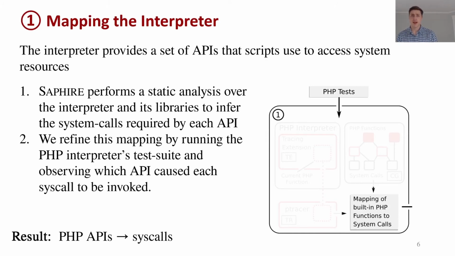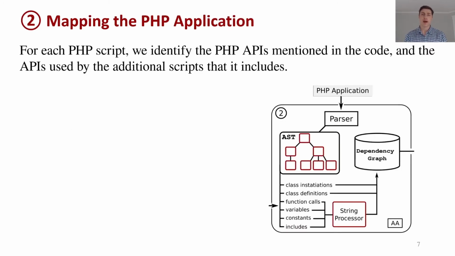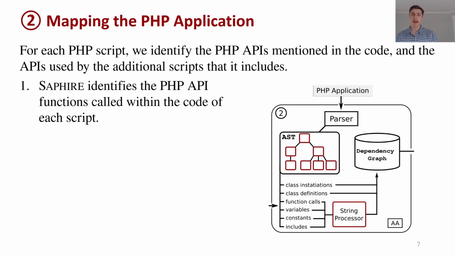In the second stage, we are dealing with the actual PHP applications, and specifically, we are interested in associating each script with the set of PHP APIs that it might call into. To do this, Saphire relies on a static analysis of the PHP code. As with stage 1, the full details are included in the paper, but essentially, there are two main components to our analysis. The first component identifies PHP APIs, which are referenced directly within the code of each script.